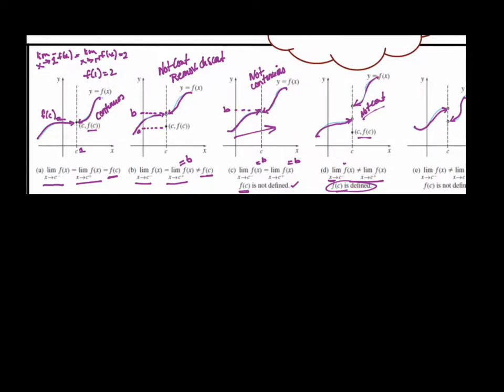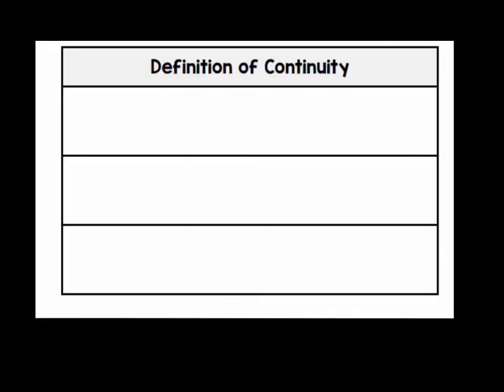So we're talking about continuity here. Only one of these situations had a continuous function, and that was when the limit existed, meaning the limit from the left was equal to the limit from the right. And not only did the limit exist, f of c existed also. The limit existed, f of c existed, and they were equal to each other. So that helps us write the definition of continuity.